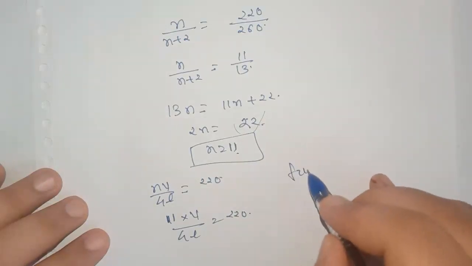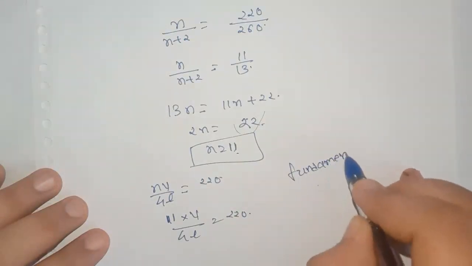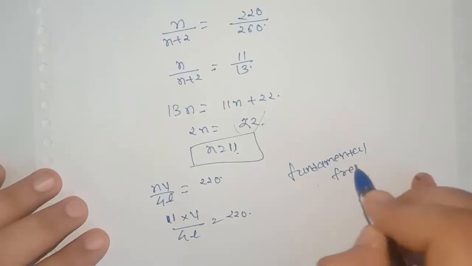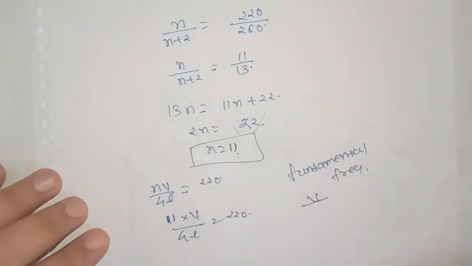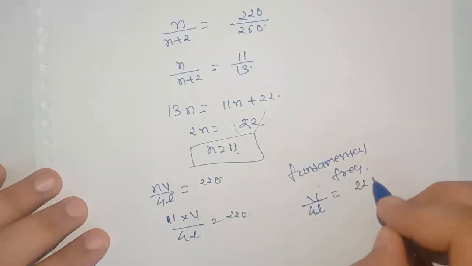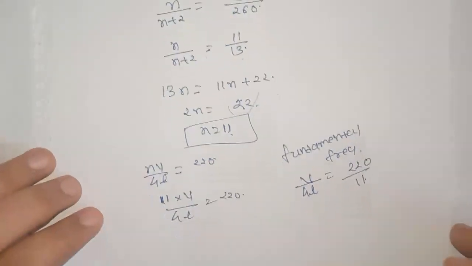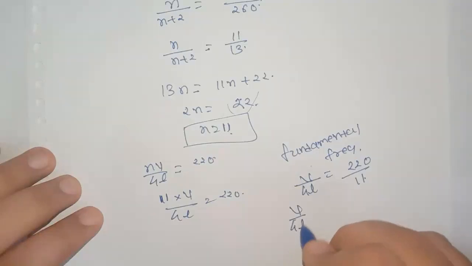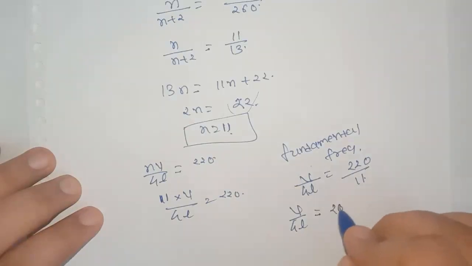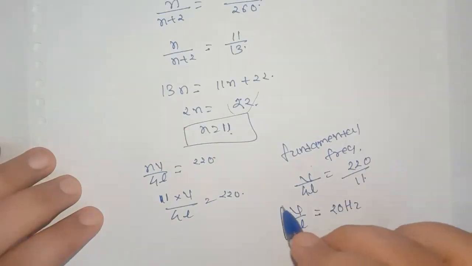The fundamental frequency is V by 4L, that is equal to 220 divided by 11. So V by 4L will be equal to 20 Hz.